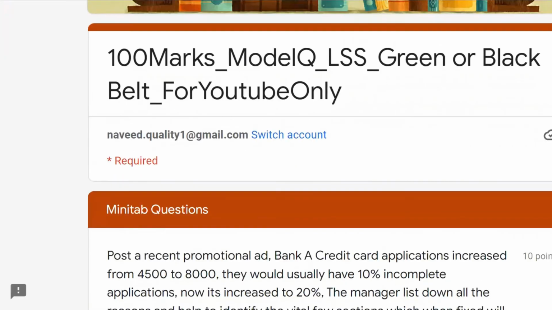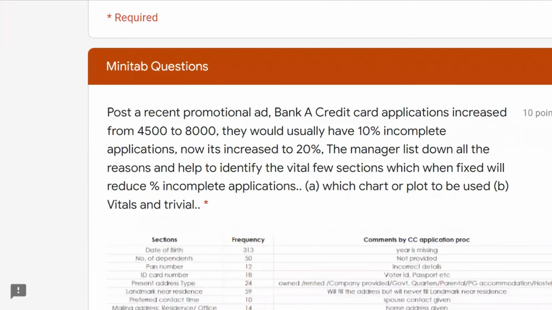So now we need to do some exercises. Post a recent promotional ad, bank credit card applications increased from 4,500 to 8,000. They would usually have 10% incomplete applications. Now it has increased to 20%. The manager lists down all the reasons to help identify the vital few sections, which when fixed will reduce the percentage of incomplete applications. Which chart do we need to use? Because we are talking about vital and trivial, the chart to use is Pareto.